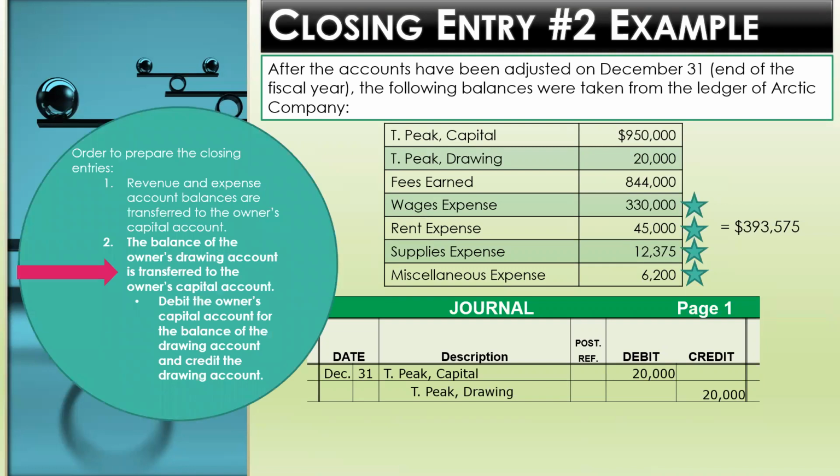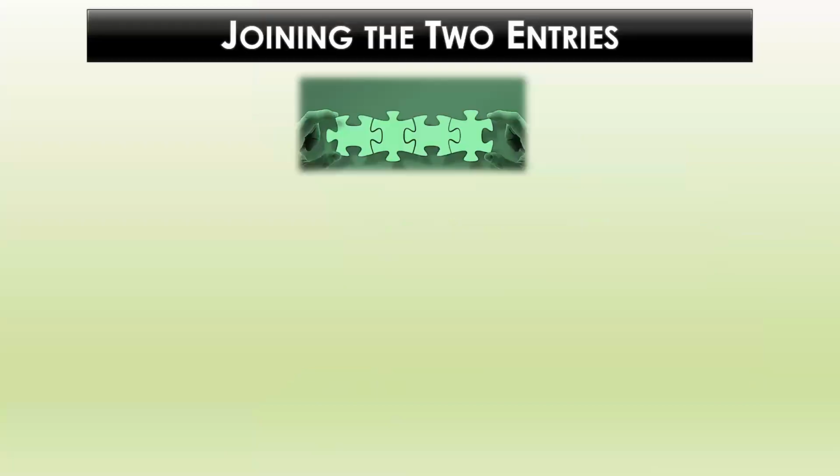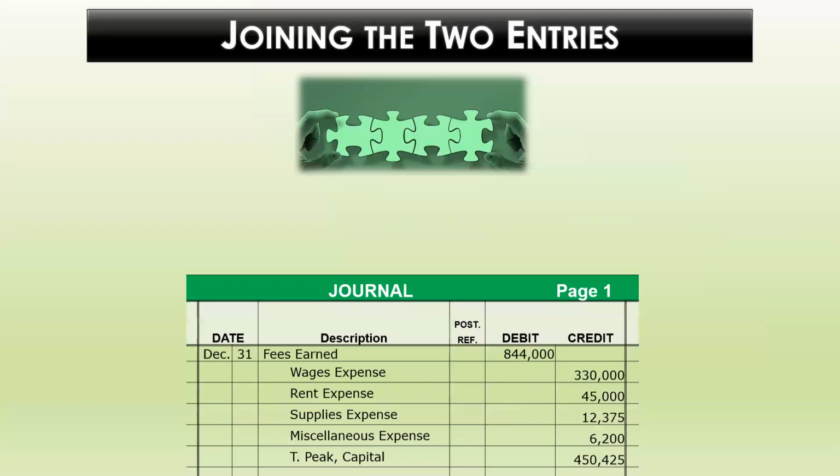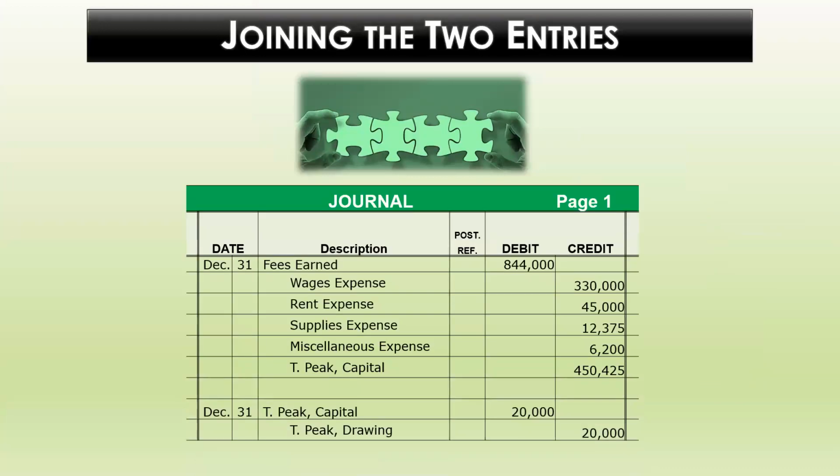So again, in journal entry number 2, the balance of the owner's drawing account is transferred to the owner's capital account. As you can see there in the journal entry, we debited the owner's capital account for the exact same balance of the drawing account. When we put this together, joining the 2 entries, this is what it looks like in your journal. This is a demonstration of the journal entry method for closing the accounts.